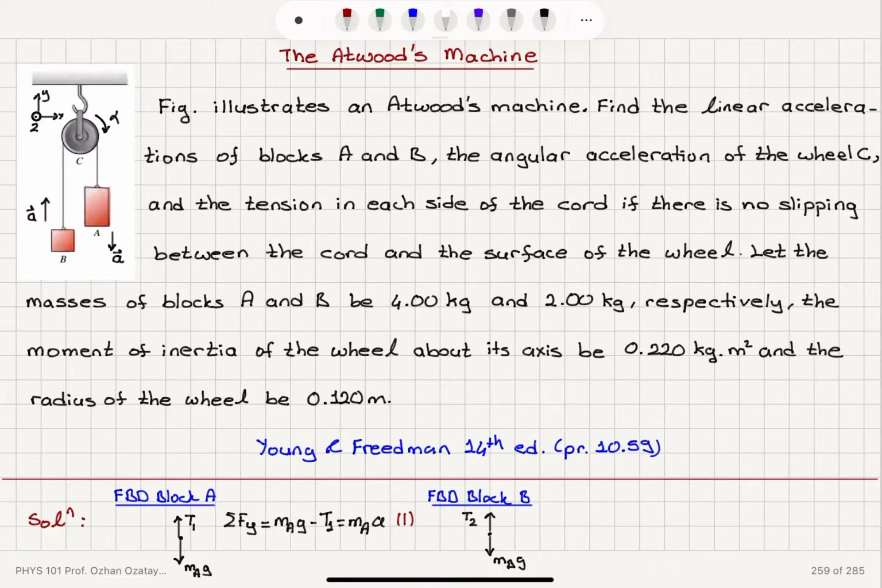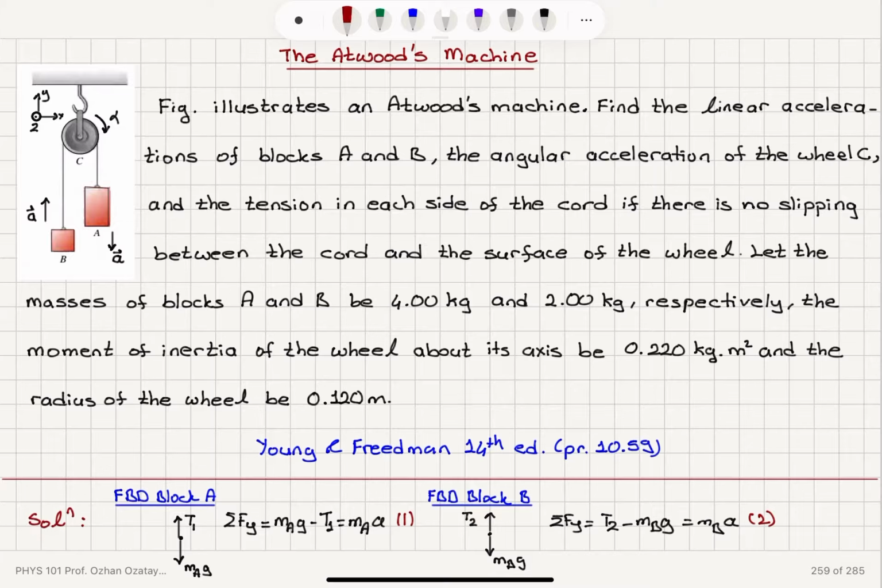And when I look at the free body diagram of block B, B is accelerating up. So if I write the net force on the y-axis in the j hat direction, this is T2 minus MBG. This is equal to MB times the linear acceleration A, and let's call this equation number 2.